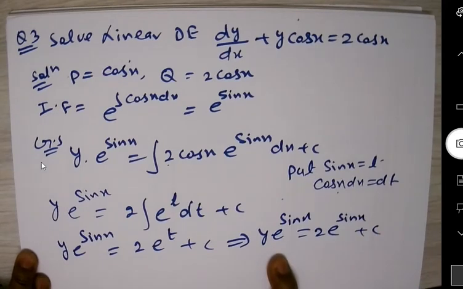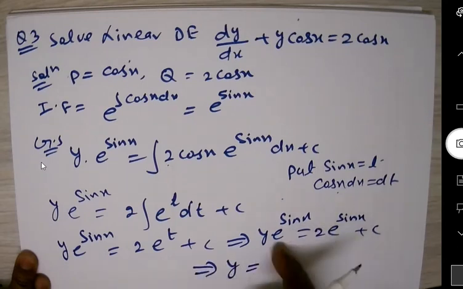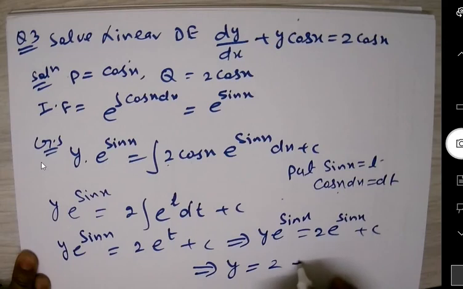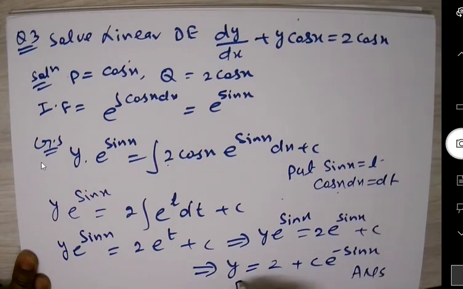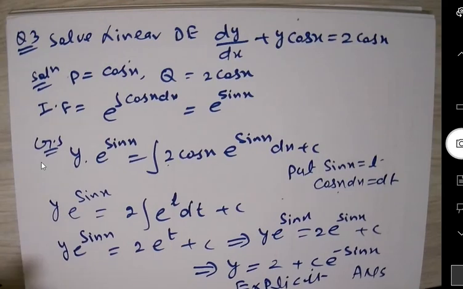This answer is called an implicit solution. If you want to write the y value, then nothing, just divide by e power sin x. So when you divide by e power sin x, this comes 2 plus c times e power minus sin x. This is called an explicit solution. Hopefully you understand, my dear friends.